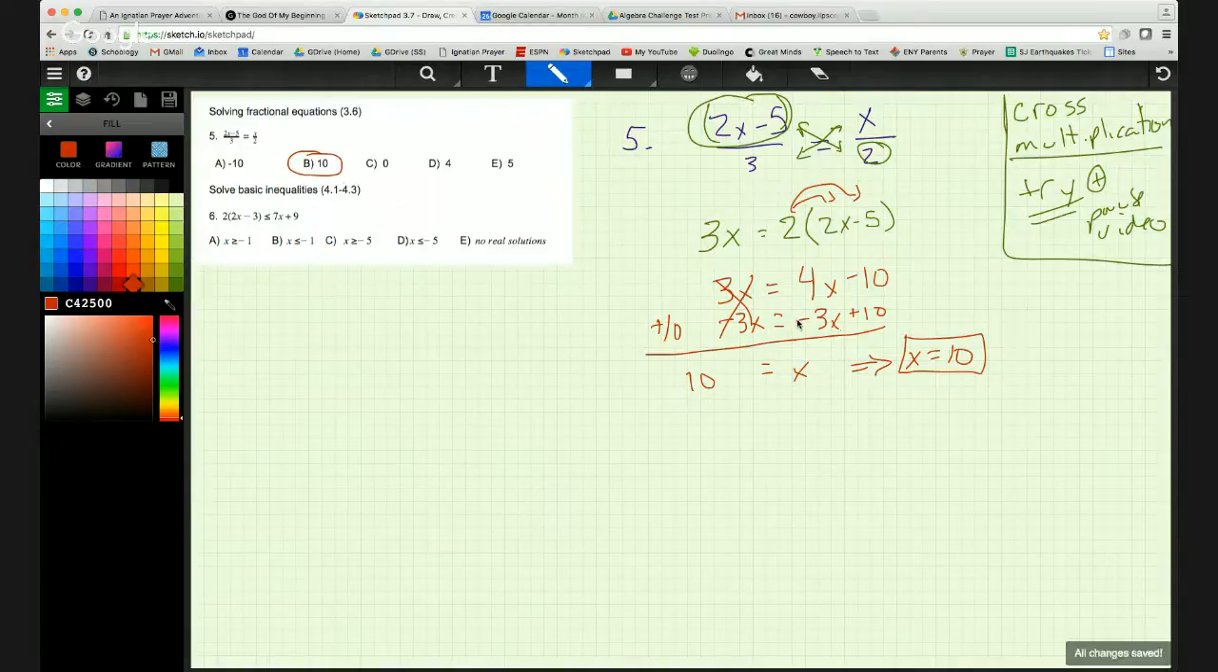And we can check our answer. 2 times 10 minus 5 is 15 over 3. Does that equal 10 over 2? Well, yes, 5 equals 5.